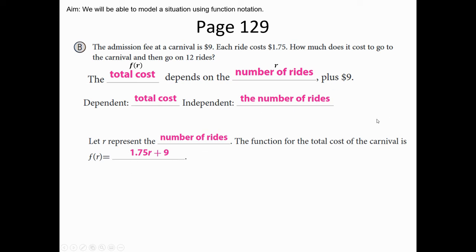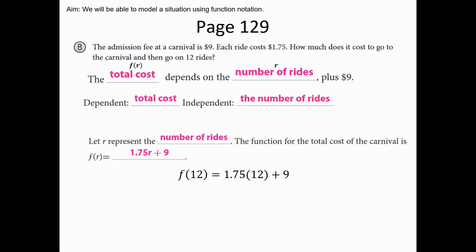But that doesn't answer the question. The question doesn't ask us even to make a function, right? The question says, how much does it cost to go to the carnival and then go on 12 rides? So with f of r equals 1.75r plus 9, I can replace r with 12. So I'm going to find f of 12 right here, and then I can solve it.